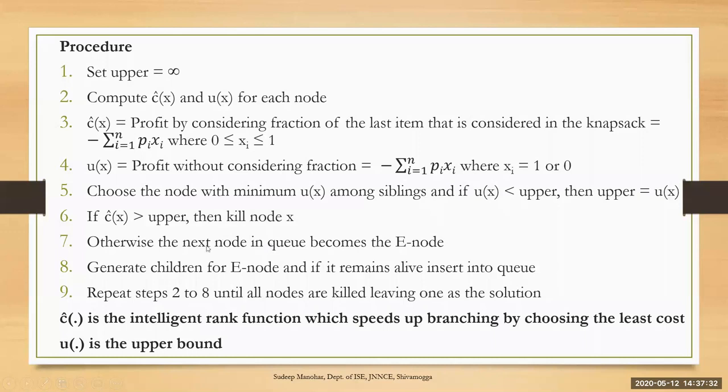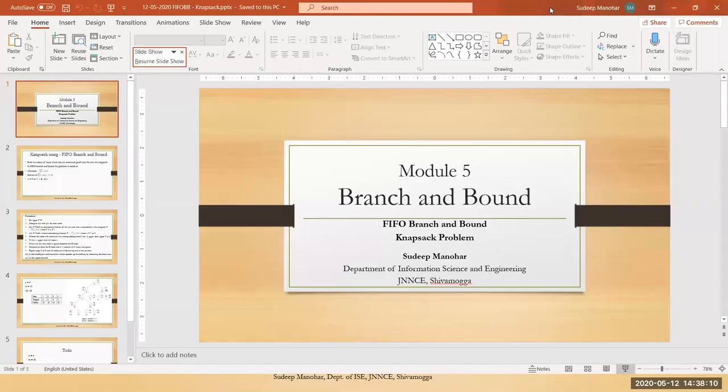In case of LC, the one with the least cost was the next E node, whereas here the node that is in the front of the queue becomes the next E node. Next, once you identify the E node, generate the children of the E node, check whether each is alive, and if it is alive, insert it into the queue. Repeat steps 2 to 8 until all nodes are killed, leaving one as the solution. So there should be only one node at the end. That is how we can solve this problem.